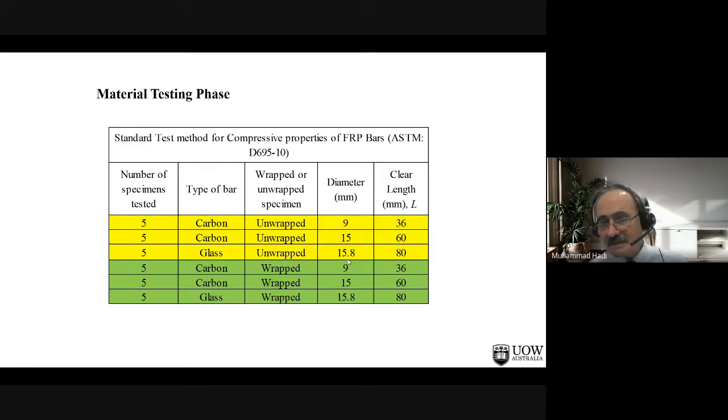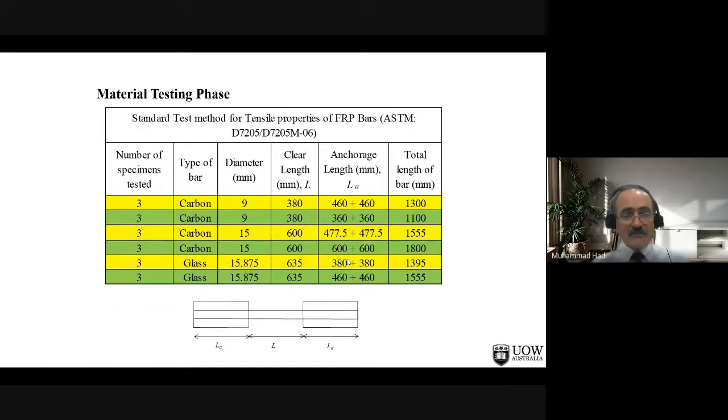You can see the clear length of those is very small. The highest is 80 millimeters. The old systems have 3 inches. It is not a big deal. So we did those. Now, for the tension, it is a different story. For example, if you have the 15 millimeter, you have a clear length of 600 mil.